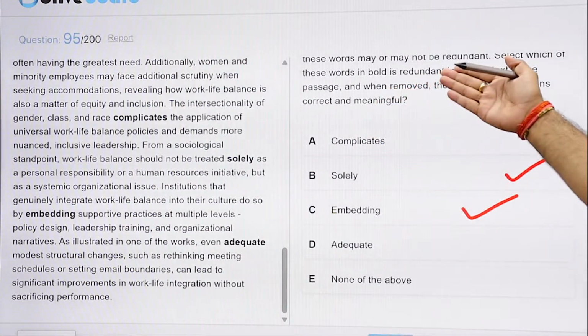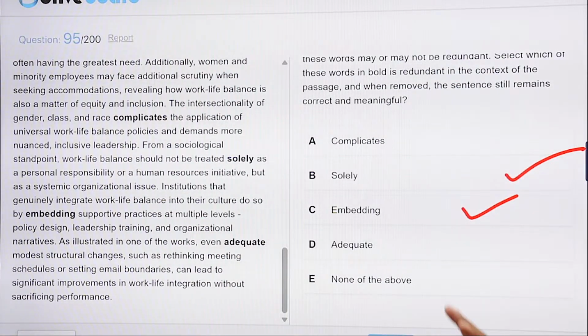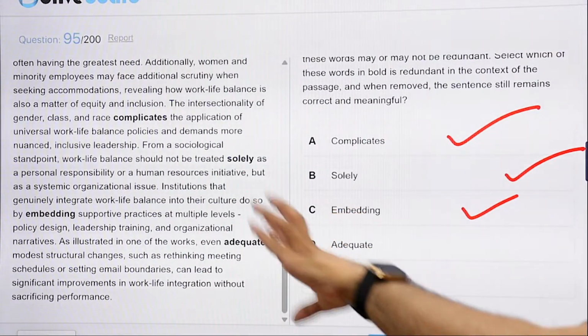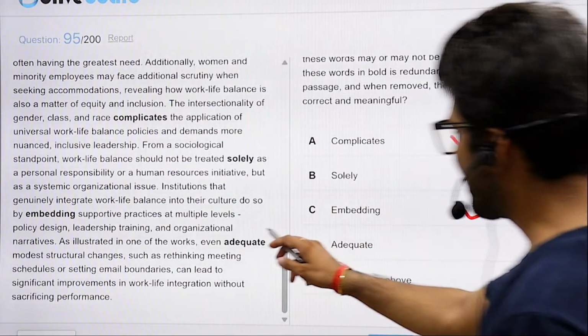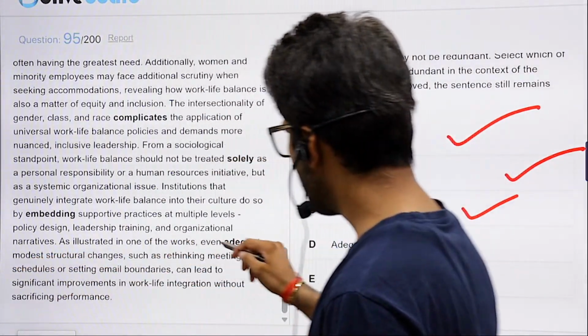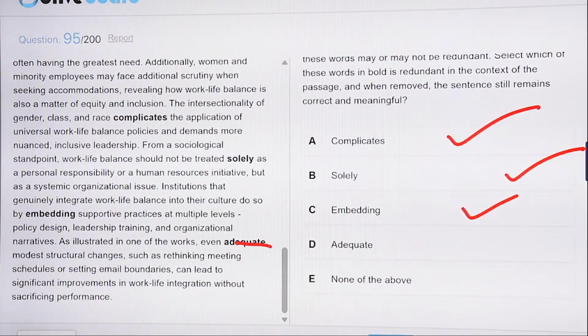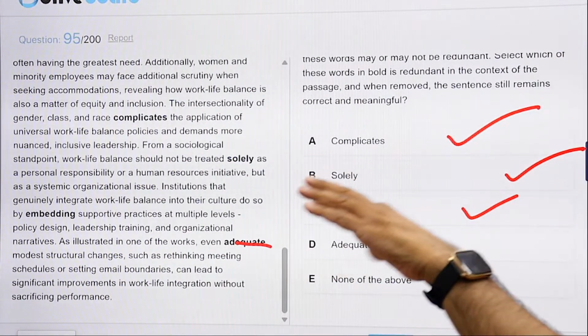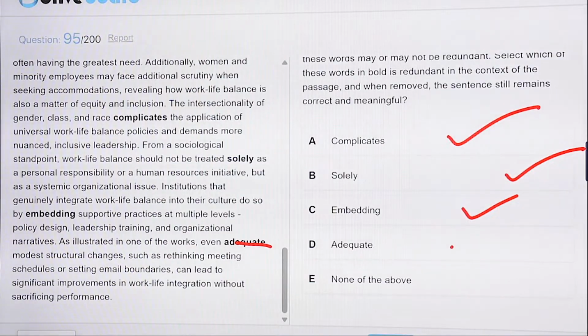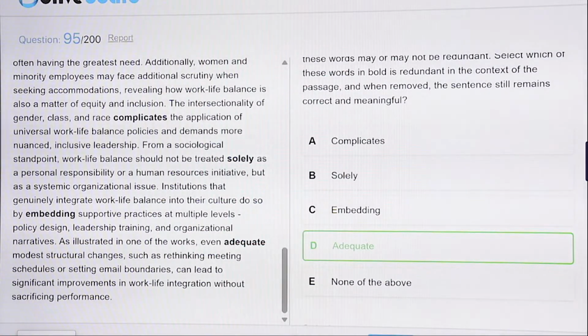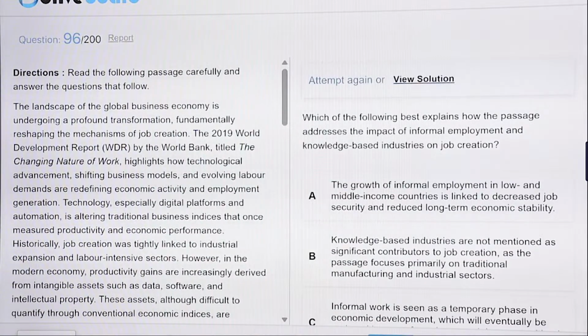The intersectionality of gender, class, race complicates the application. Of course it does. Now, as marked in one of the works, even adequate, sufficient, modest, somewhat such structural changes. That's an adjective with somewhat similar meaning to that. We can drop this. Say, adequate changes, modest changes can lead to significant improvements. For sure, that has to be the redundant one, NS. Yes, absolutely. We will discuss this RC quite soon.